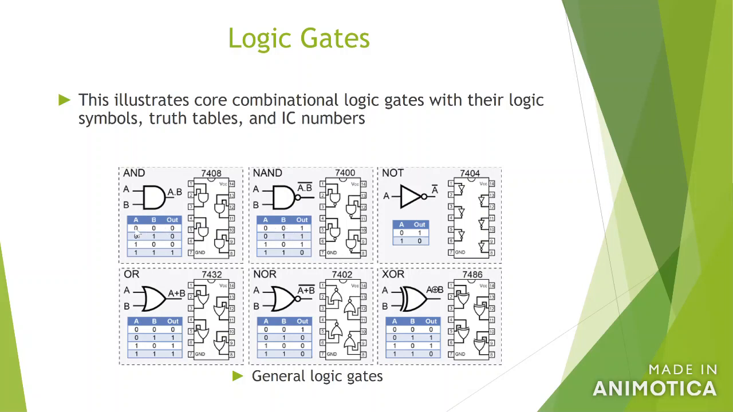If you compare these two truth tables, for the AND gate, 0, 0, the output is 0; 0, 1, output is 0; 1, 0, output is 0; and 1, 1, output is 1. However, for the NAND gate, it's completely opposite. 0, 0, you have 1; 0, 1, you have 1; 1, 0, you have 1; 1, 1, you have 0, because you have this NOT operation.